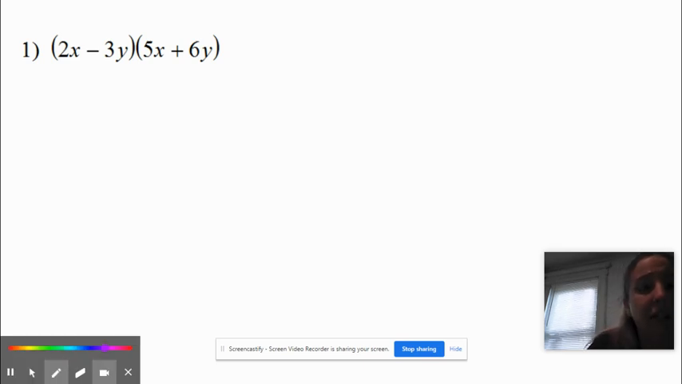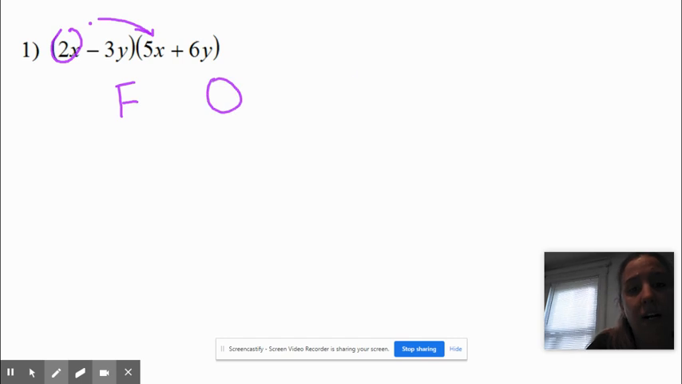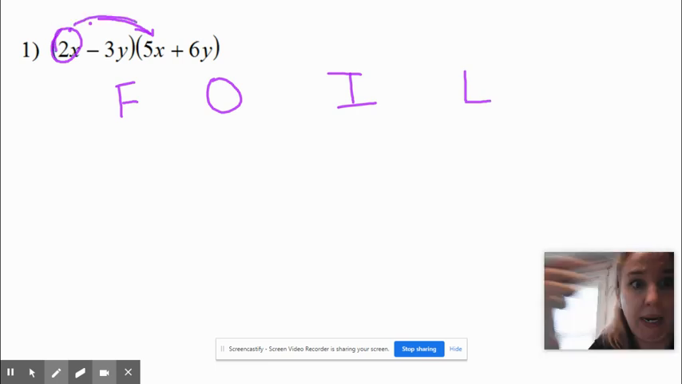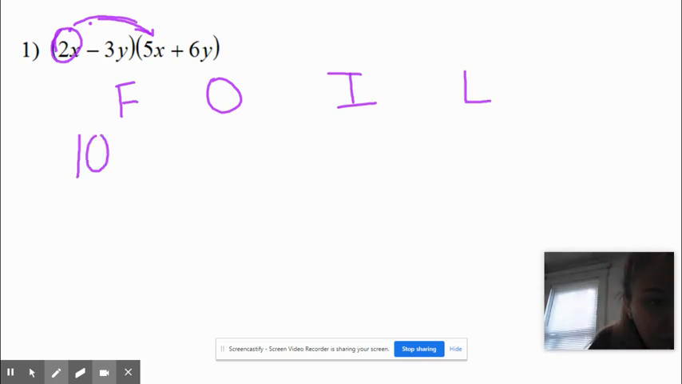All right, so again, I have to take this 2X and distribute it to everything here. So the first term times the first term. So I'm just going to write the FOIL for those of you that like it. So first term times the first term of the other binomial. 2X times 5X is 10. And then X times X is X squared. Cool. And then 2X times 6Y. Well, 2 times 6 that's positive 12. And X times Y is just that. It's XY.